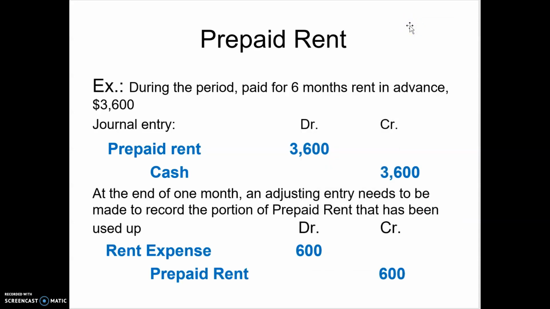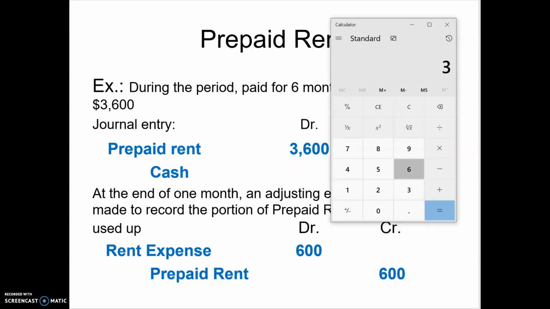We're going to make an adjusting entry to debit rent expense, and we credit prepaid rent for $600. Right? So rent expense is going to be shown on the income statement. And then prepaid rent, which gets shown on the balance sheet, it had a balance of $3,600, but then we credited for $600, so then the balance went down to $3,000. So that's what we would show for prepaid rent at the end of 1 month.